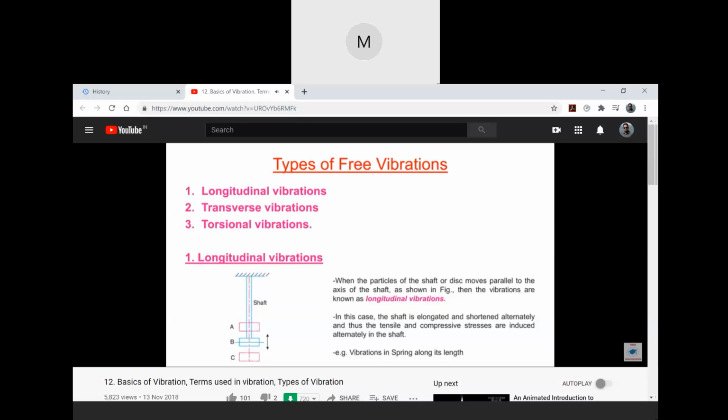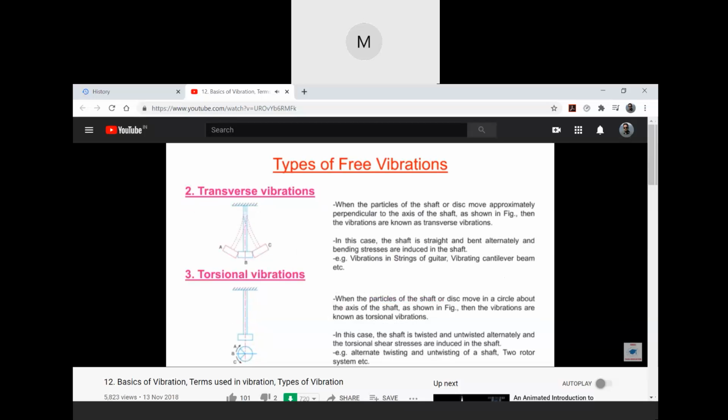In this case, the shaft is elongated and shortened alternately, and thus tensile and compressive stresses are introduced alternately in the shaft. Therefore, tensile and compressive stresses are induced in the shaft alternately. Another example I can quote here is vibrations in a spring along with a mass. That is nothing but vibration in the spring along its length. Vibration along its length, or parallel to its length, is called longitudinal vibration.